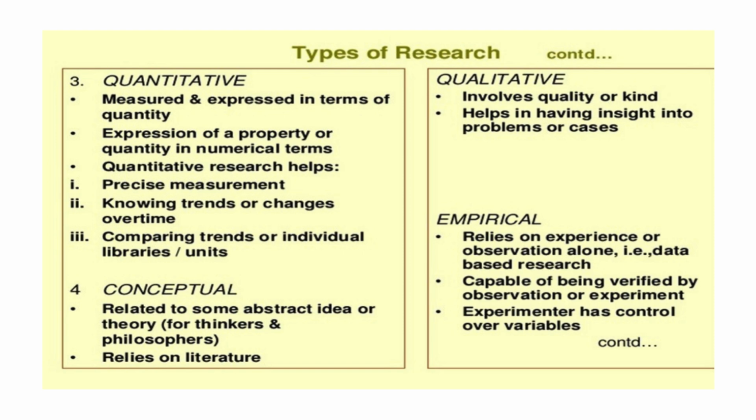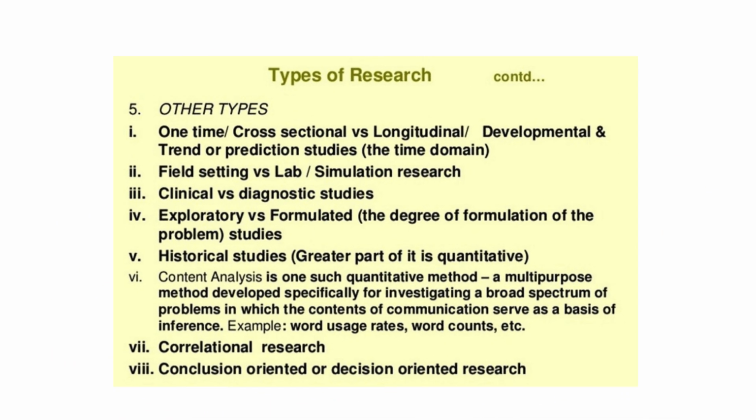Right column. Qualitative. Involves quality or kind. Helps in having insight into problems or cases. Empirical. Relies on experience or observation alone, i.e., data-based research. Capable of being verified by observation or experiment. Experimenter has control over variables.